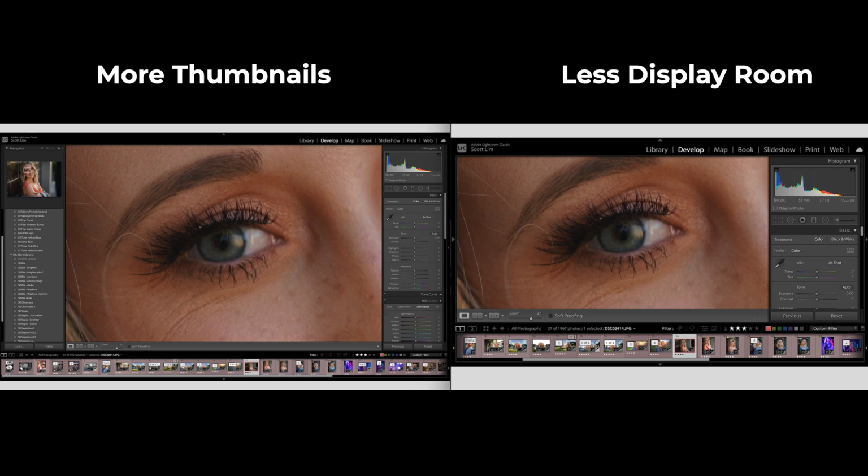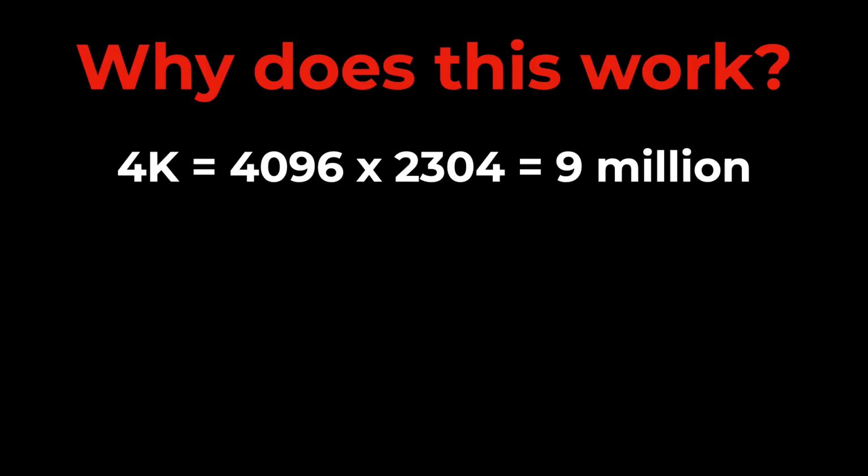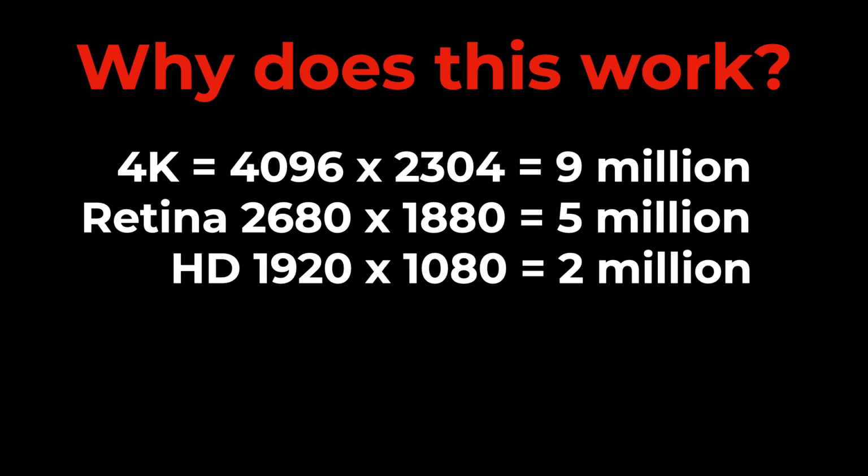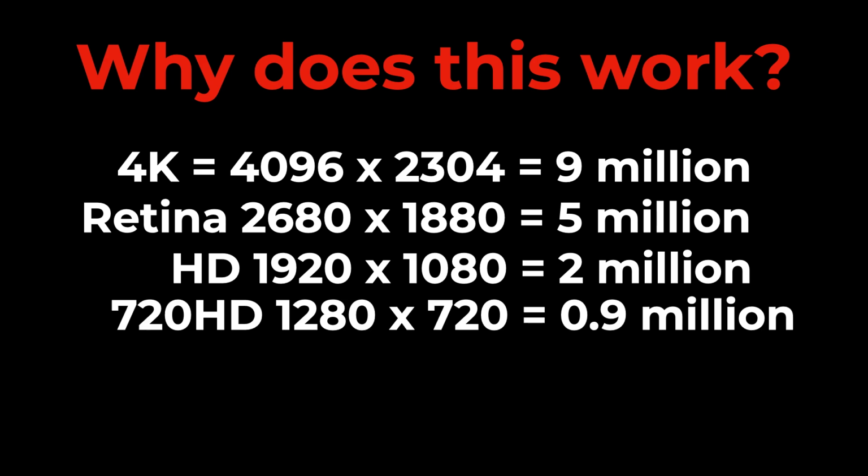But your computer runs faster with a lower resolution, especially if you're using Lightroom and Photoshop. So why does this work? Well, first of all, 4K has 9 million pixels that your computer is trying to manage. Now, if you go to a Retina screen, you're looking at 5 million, which is half. Then you go to HD mode, which is, again, less than half. You're down to 2 million pixels your computer is managing. Then you go lower than that, 1280 by 720, it's 0.9 million pixels it's editing or trying to manage.